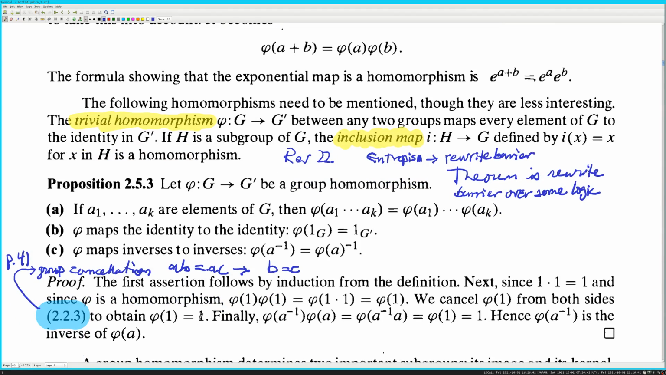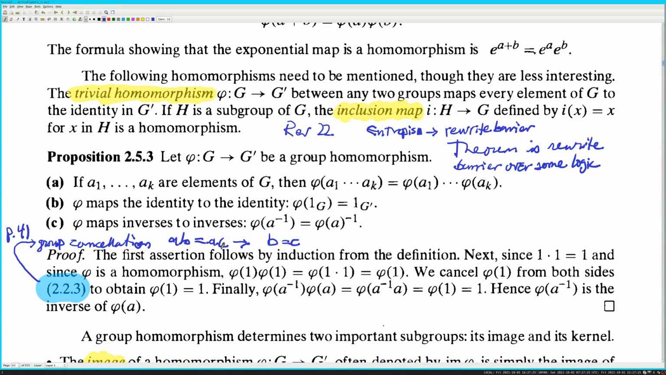Let phi from G to G prime be a group homomorphism. If A1 up to AK are elements of G, then phi of A1 up to AK is the product of the phi of each, this is just the associative property. Yeah, this is a proposition. So this is inherited from associativity, this is forced by the definition of identity, and inverses are forced by the definition of inverses. The first assertion is just forced by associativity.